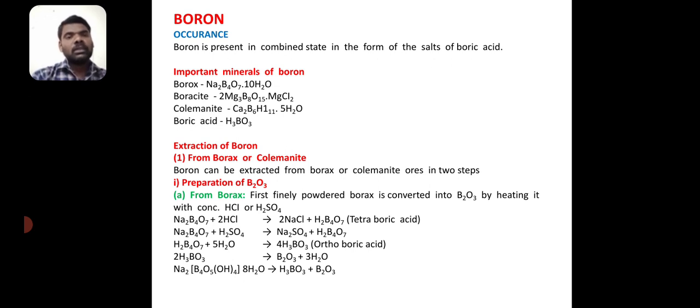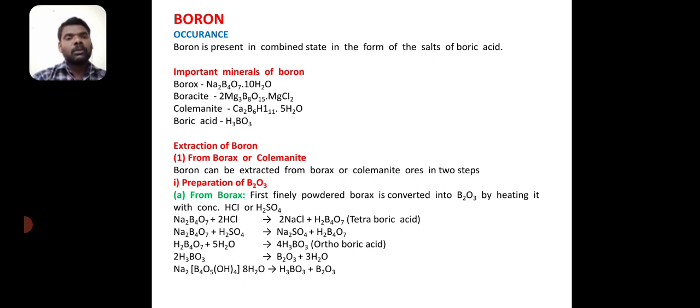Boron occurs in the combined state in the form of salts of boric acid, not in the free state. So boron is extracted from some of the minerals. The important minerals of boron are borax, borosite, colemanite, and boric acid, H3BO3. The extraction of boron from borax or colemanite is the most important.